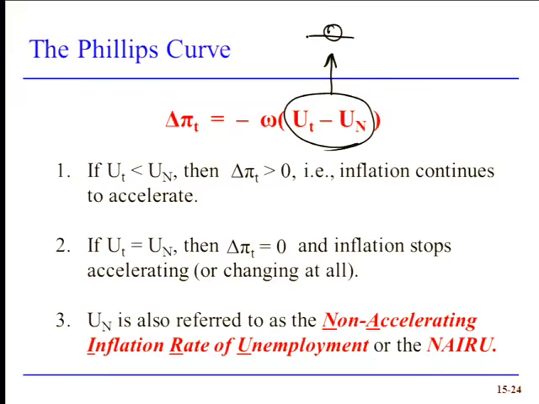Because it is no longer changing, the natural rate of unemployment is also referred to as the non-accelerating inflation rate of unemployment, or something known as the NAIRU. Okay? Now, I only point this out because NAIRU and the natural rate of unemployment are basically interchangeable terms.